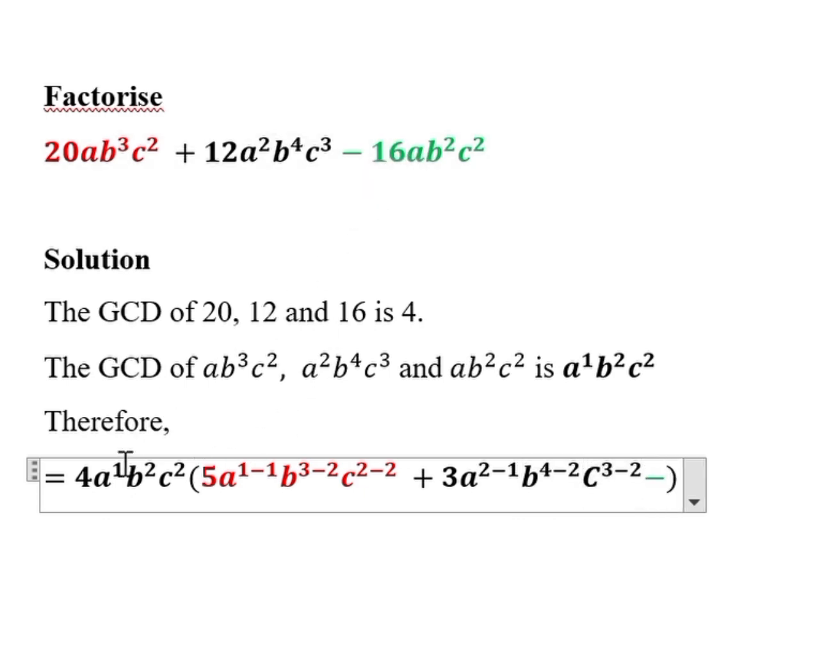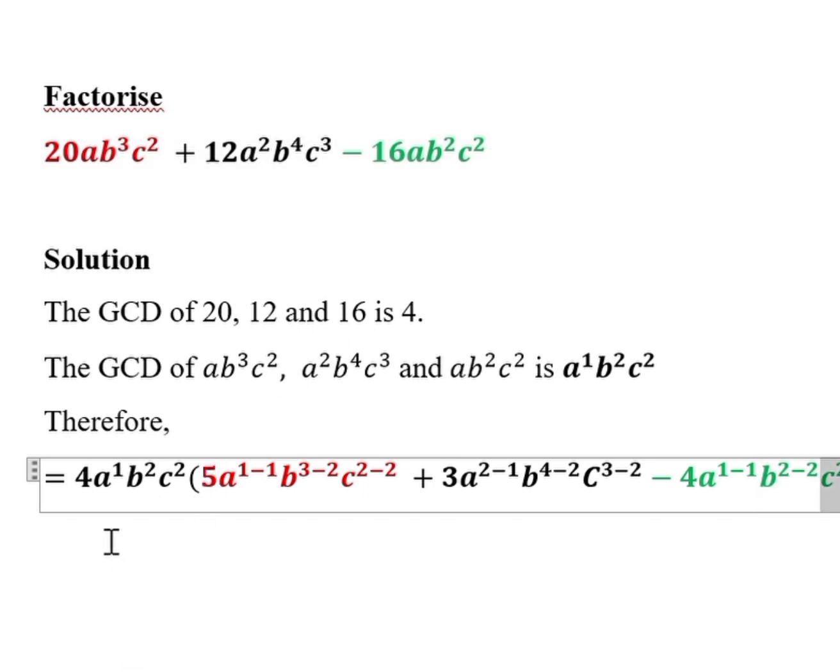16 divided by 4 gives us 4. A, this is like a raised to power 1 divided by a raised to power 1 is the same as a raised to power 1 minus 1. B squared divided by b squared is the same as b squared minus 2. I'm still using the laws of indices and subtracting the powers. Then c squared divided by c squared gives us c squared minus this 2.